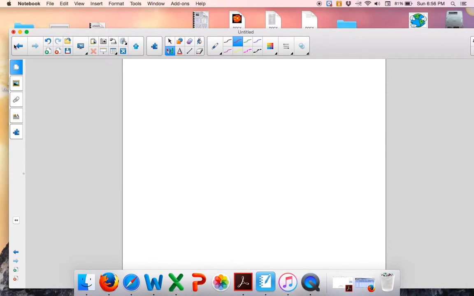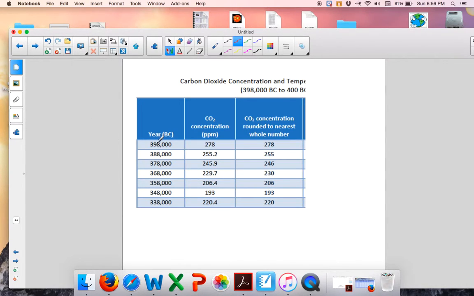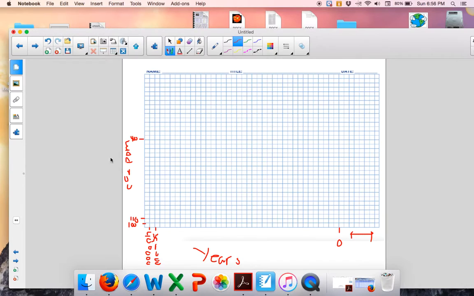Now when you get ready to plot, you're going to your chart. Your first year is 398,278. So on the graph, 398,000 is a little bit less than 400,000. And then 278 will be wherever it falls up here. You'll just put a dot in that spot. You'll continue putting dots all the way across, connect it with a line because it's a line graph. That should help you do your graph.